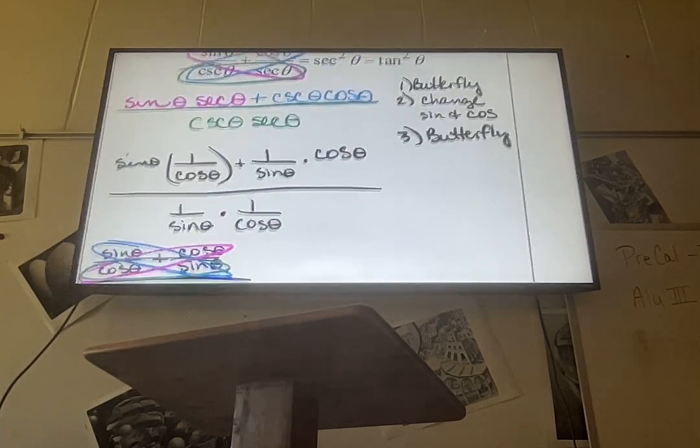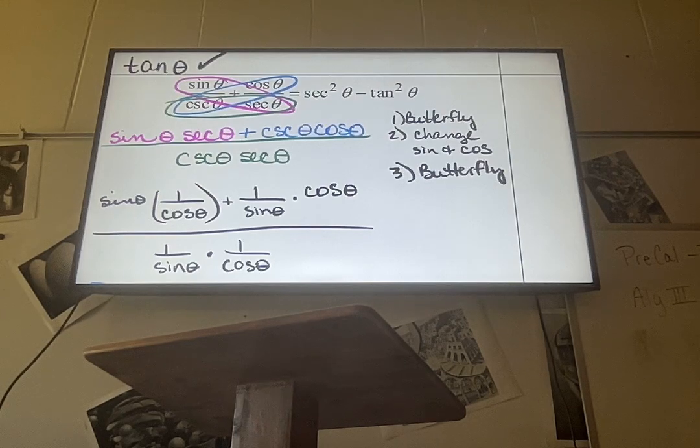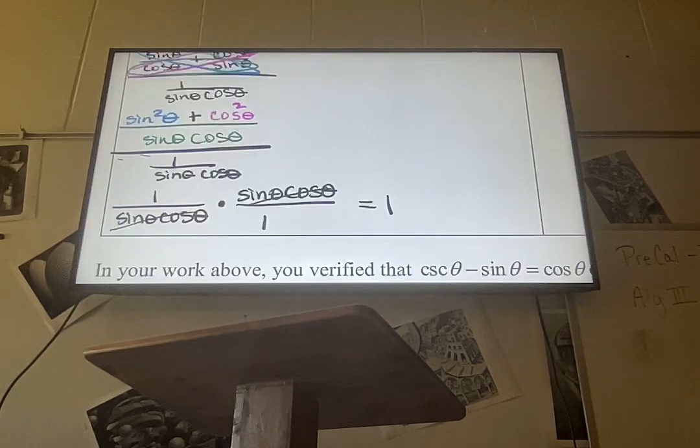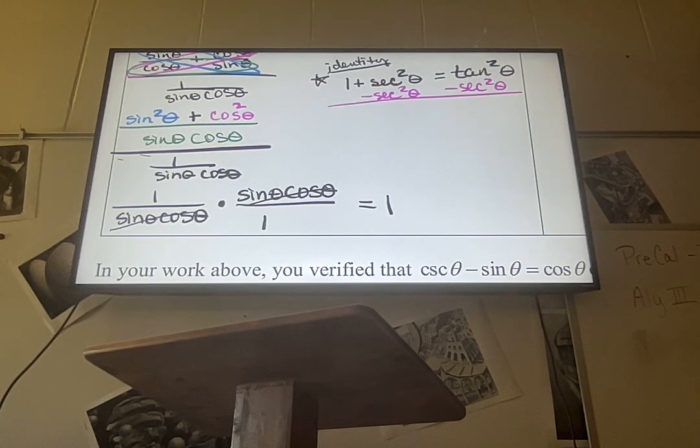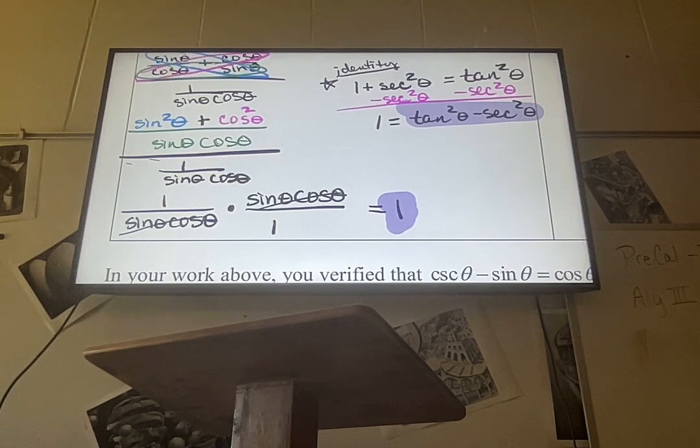So we see that what we're trying to get is something that has secant squared and tangent squared in it. That's one of our identities. It's 1 plus secant squared equals tangent squared. How can I get this 1 by itself from this identity? So 1 equals tangent squared minus secant squared. So what can I replace this 1 with? Yeah. Tangent squared minus secant squared. And that's what we were looking for.